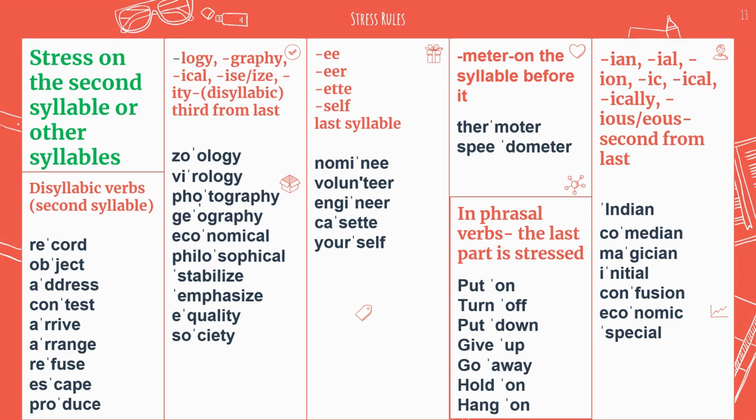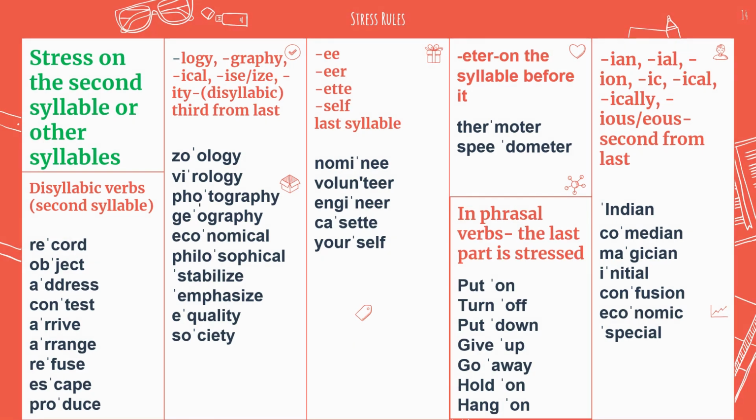Similarly, another rule tells us that if a word ends in either double E or double ER, ETTE or self as a suffix, such suffixes will only receive the stress. For example, nominee, then volunteer, then engineer, then cassette, and finally yourself.